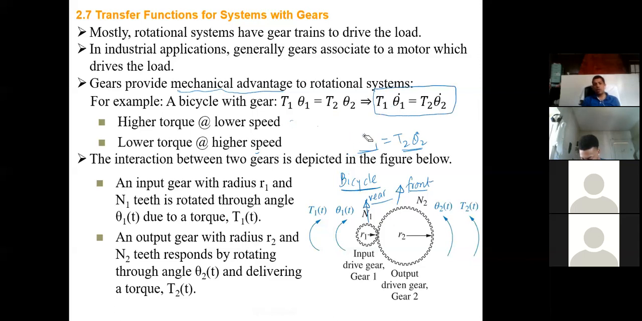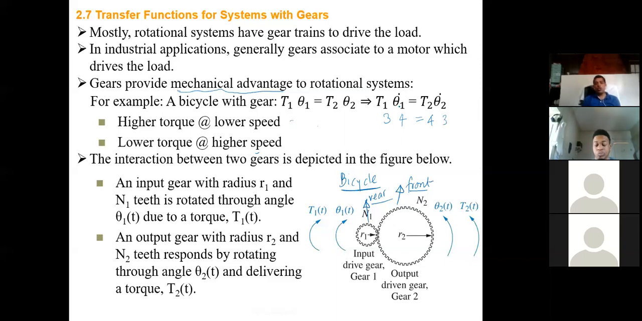This tells us something very important. What is this called? Speed. If you lower the speed, then your T1 should go high because your product should stay the same. Does it make sense? Suppose T is 4 and this is 2, this is 3, right?